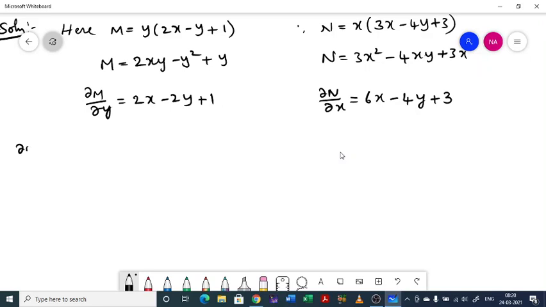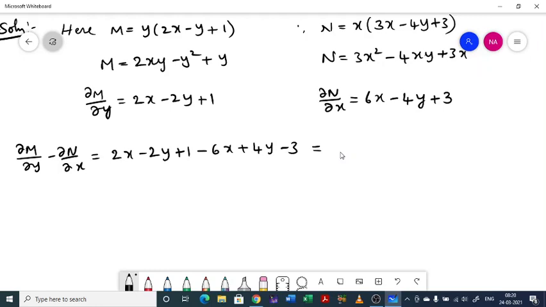Now taking their difference, ∂M/∂y minus ∂N/∂x, it will be 2x minus 2y plus 1 minus 6x plus 4y minus 3. So it will be 2x minus 6x, that is minus 4x, minus 2y plus 4y, that is plus 2y, and 1 minus 3, that is minus 2. So taking minus 2 outside, it is 2x minus y plus 1.